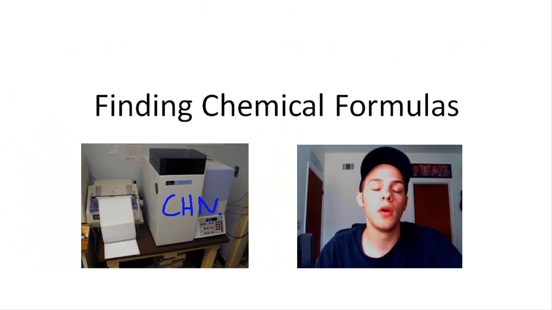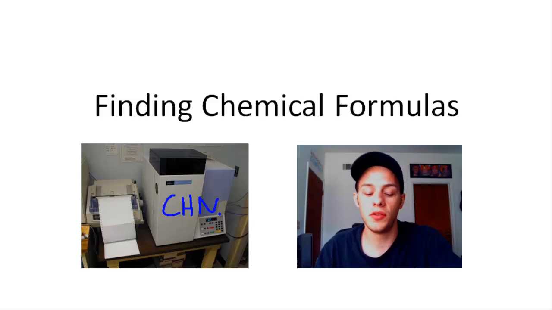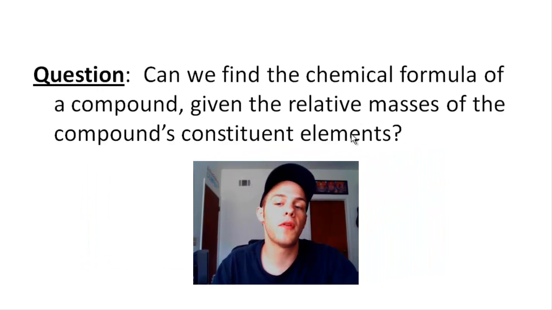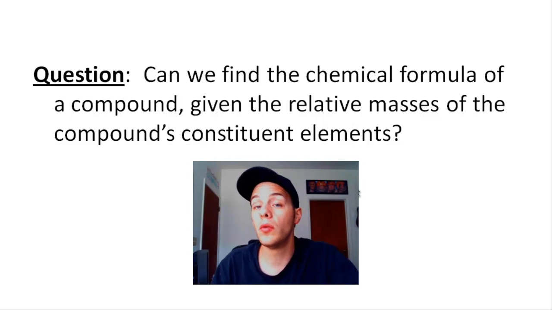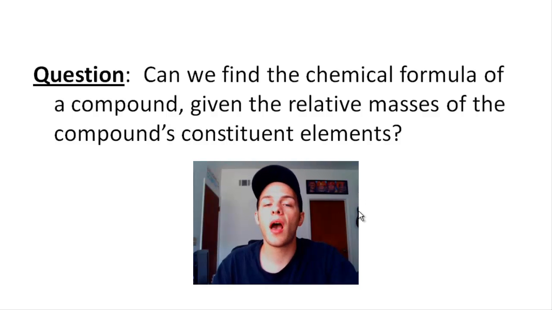So remember, in my last video I talked about how to find the mass percent composition of an element in a compound just given the chemical formula of that compound. But what if we wanted to do the opposite? In other words, what if we wanted to find the chemical formula of a compound only given the relative masses of that compound's constituent elements? Could we do that? And the answer is yes, we can. However, the formula that we can find is an empirical formula, not a molecular formula.